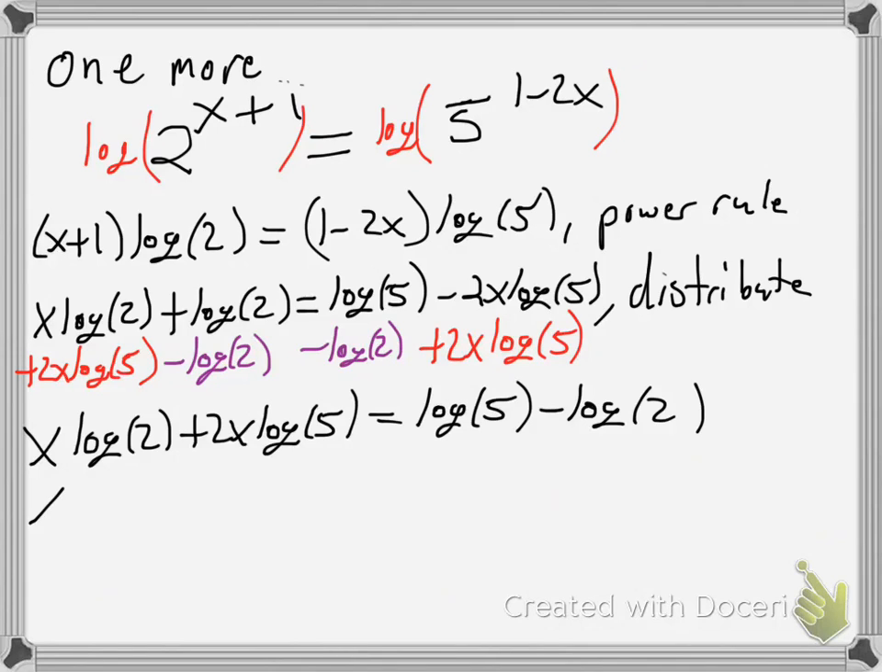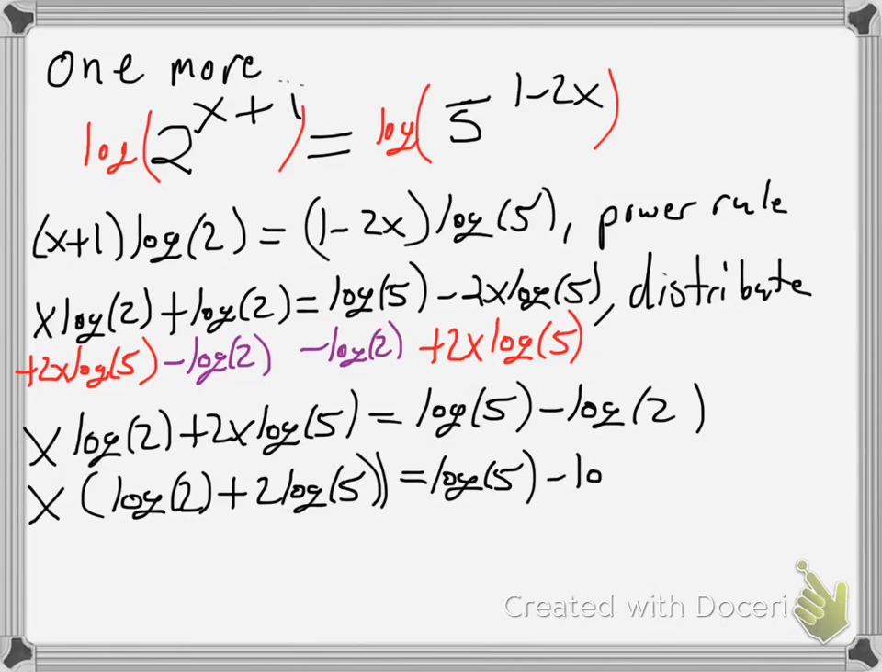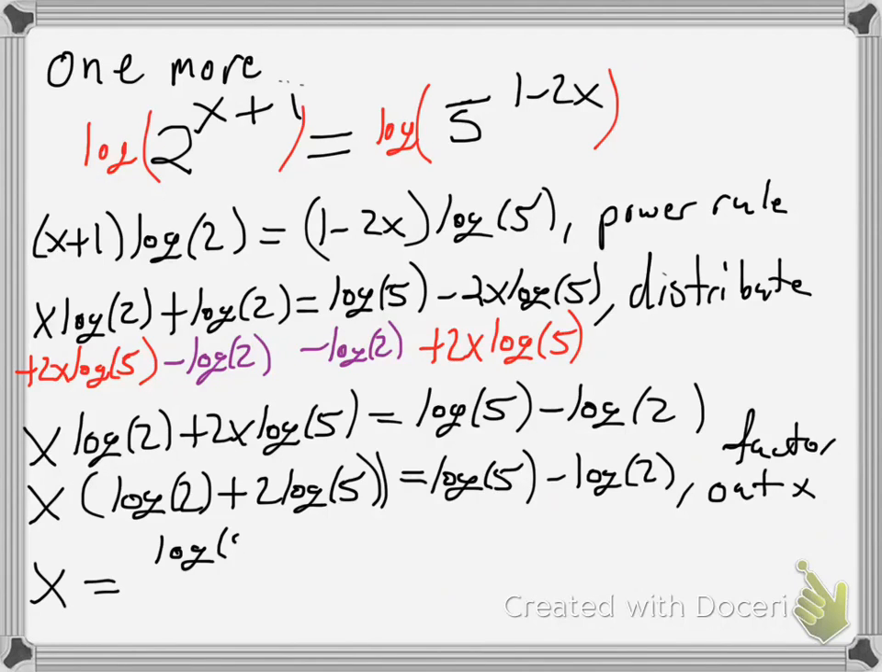On the left-hand side, everything has an x in common, so we're going to factor an x out. So that'll be x times log 2 plus 2 log 5, and that's going to be equal to log 5 minus log 2. I'll mention that we're factoring out an x. And the last step is to divide by log 2 plus 2 log 5. It's just a number, we just don't know what it is. So we factor out the x, and then we divide.